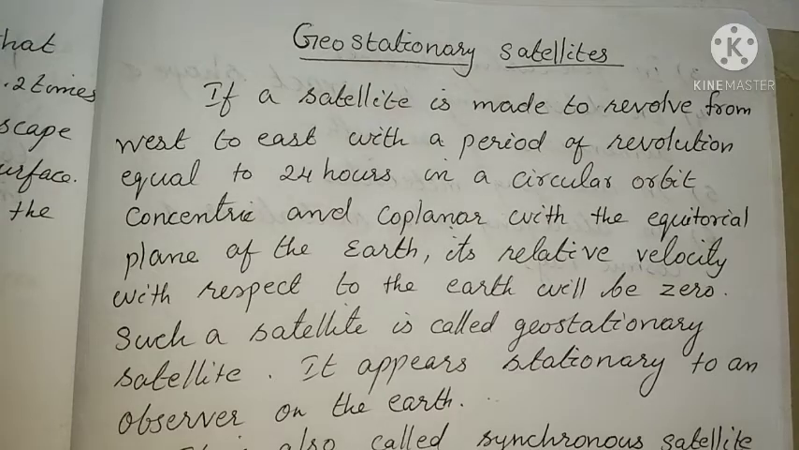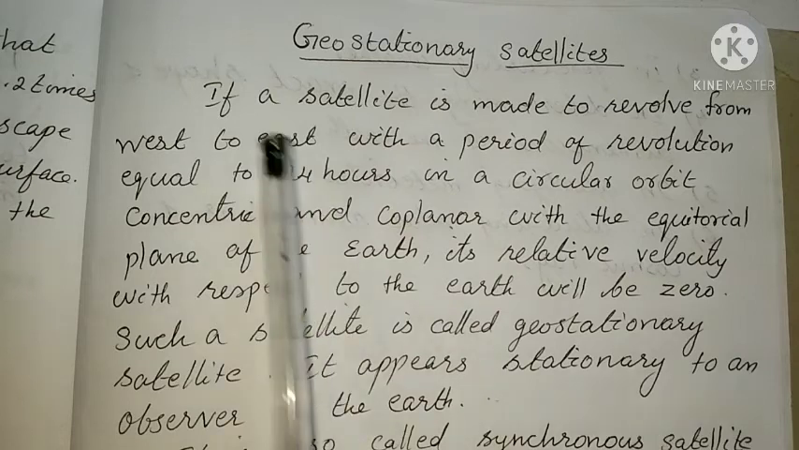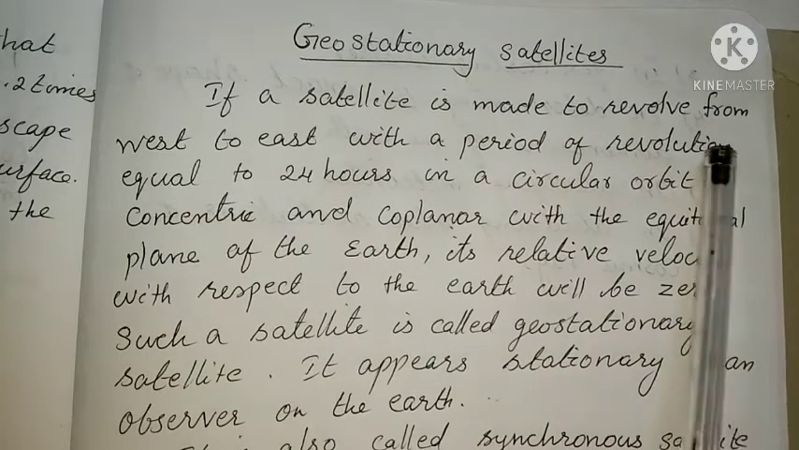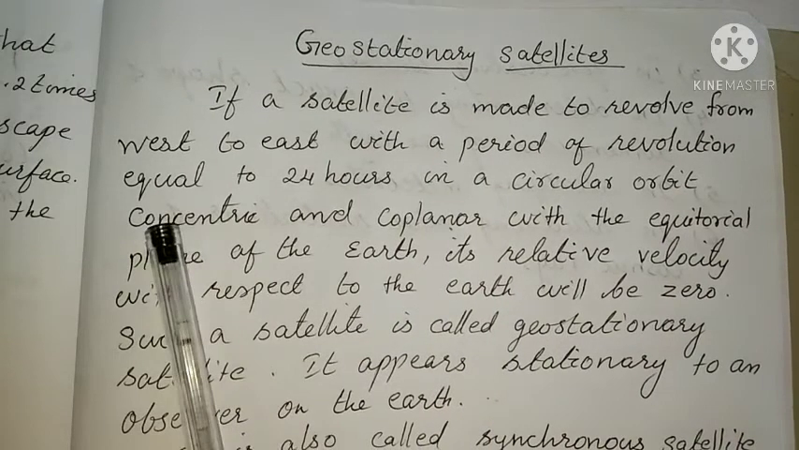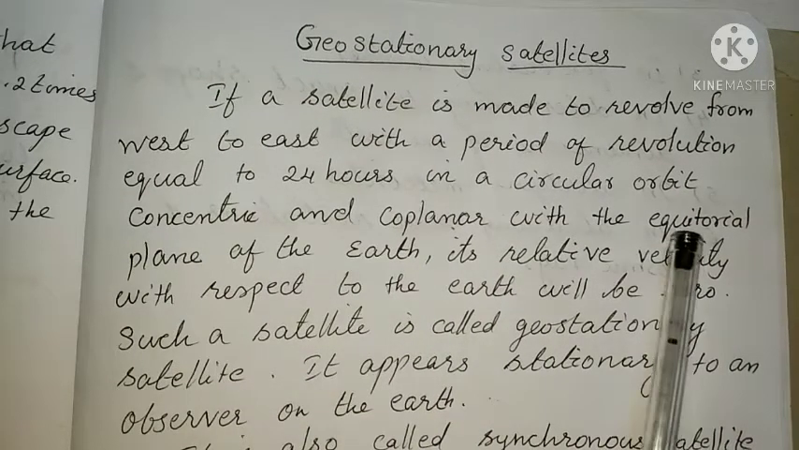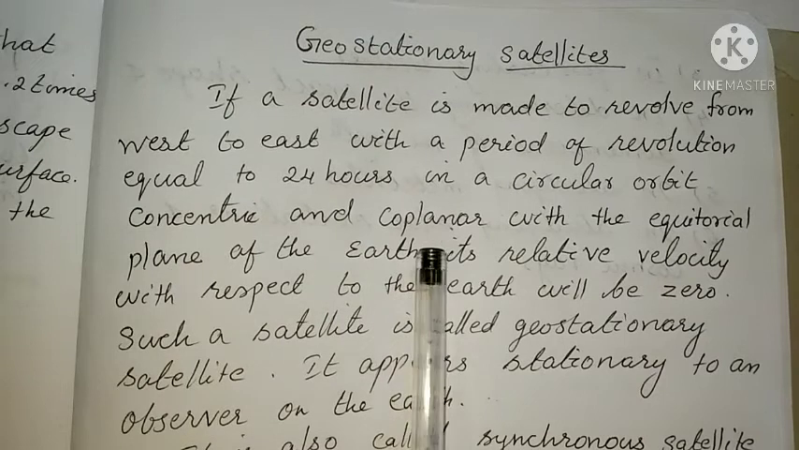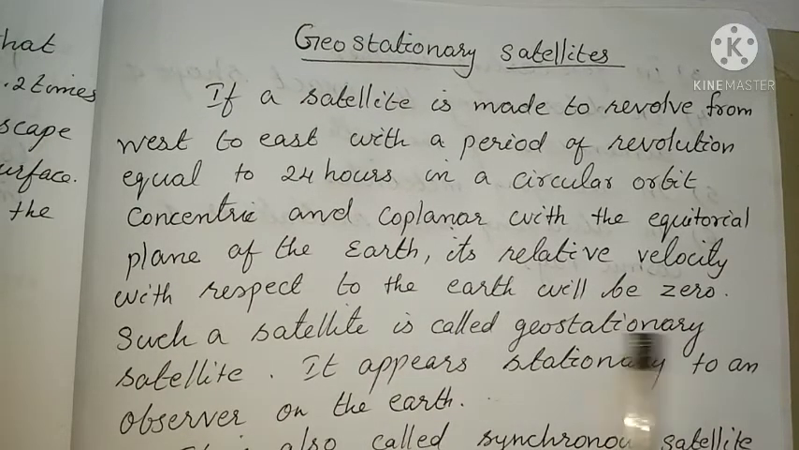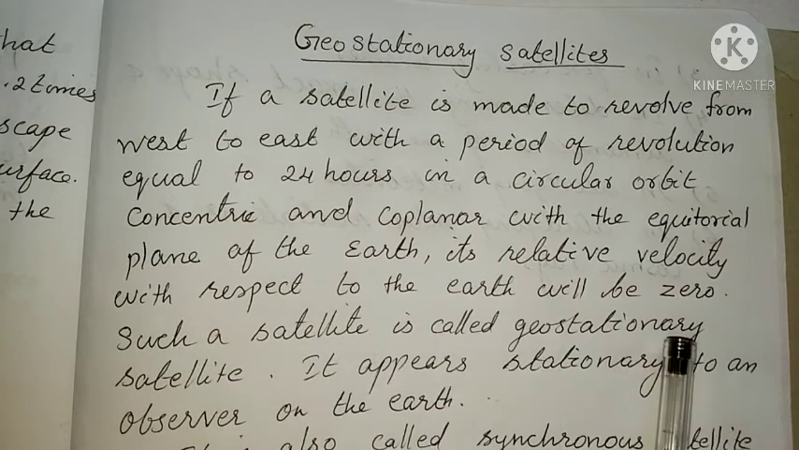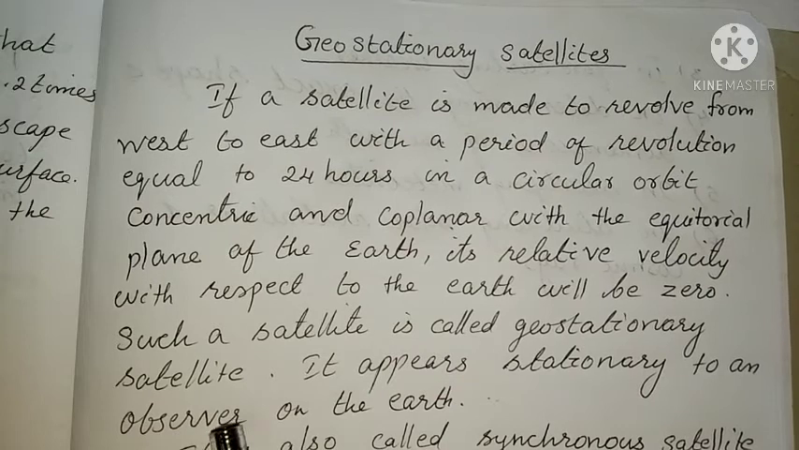Dear children, today's topic is satellites. First one, geostationary satellites. If a satellite is made to revolve from west to east with a period of revolution equal to 24 hours in a circular orbit, concentric and coplanar with the equatorial plane of the Earth, its relative velocity with respect to the Earth will be zero. Such a satellite is called a geostationary satellite.